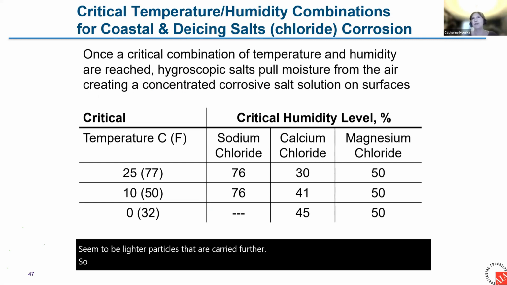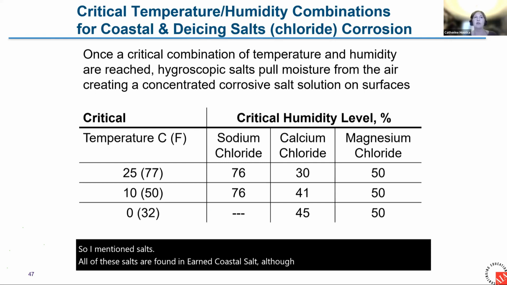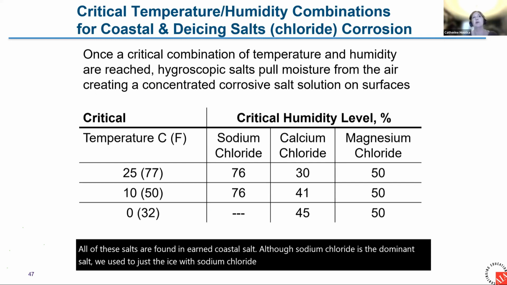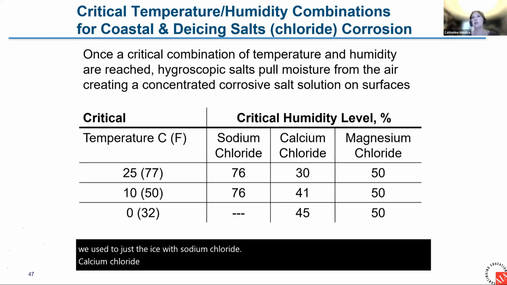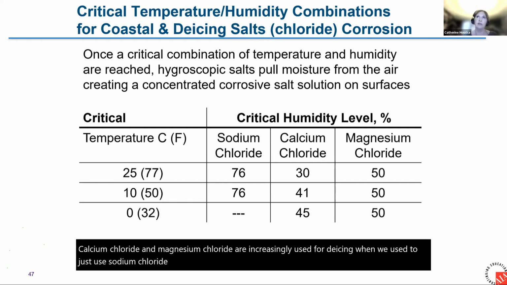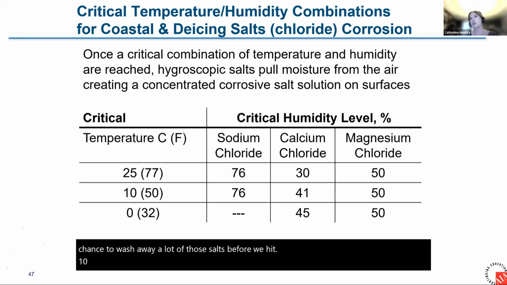So I mentioned salts. All of these salts are found in coastal salt, although sodium chloride is the dominant salt. We used to just de-ice with sodium chloride. Calcium chloride and magnesium chloride are increasingly used for de-icing. When we used to just use sodium chloride, winter rain, spring rain and early summer rain had a chance to wash away a lot of those salts before we hit 10 degrees C or 50 degrees Fahrenheit and 76% humidity.